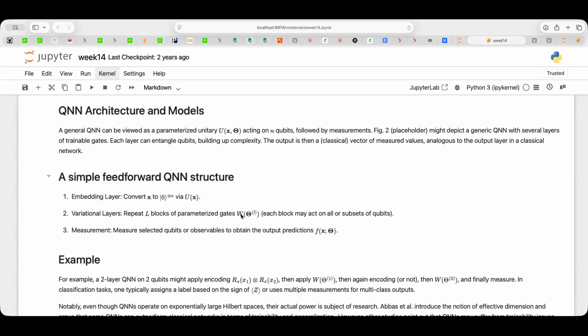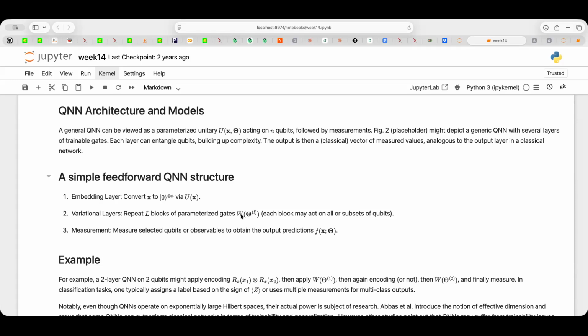And that's simply because each block represents, in a way, a hidden layer. So the hidden layers are now replaced by all these unitary transformations. And these contain the angles which you want to optimize. This is a parallel with a standard neural network. And then you have a measurement where you measure selected qubits or observables to obtain the output predictions. And then you feed back. So this is the feed-forward structure.